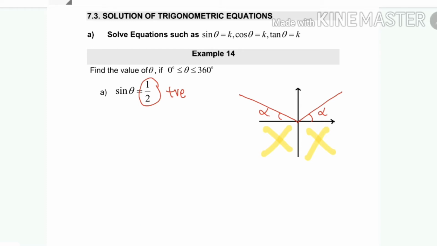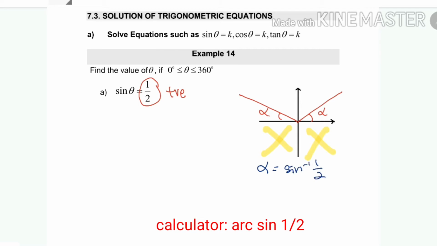Next, let's find out the particular angle of alpha. Alpha equals inverse sine 1 over 2. Make sure to press the calculator with the positive value. From here we can have a direct answer, where alpha equals 30 degree. But this is not what we want.